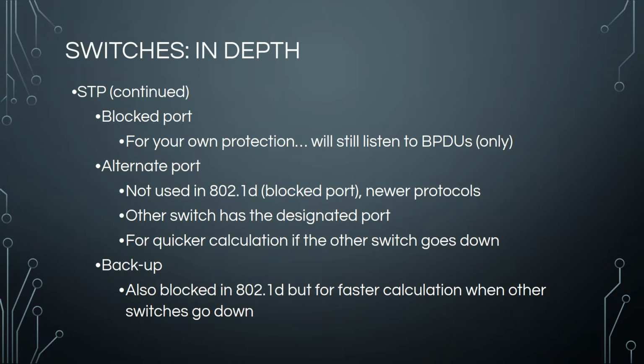What they're going to actually do is they will still listen for BPDUs, bridge protocol data units. So there you go. We have an alternate port, which I showed you, not using 802.1D. That's just a blocked port, so that's part of the older protocol. It didn't designate other ports to say, hey, this is an alternate port. This is a different way to get to the root bridge, right? It only works in newer bridge protocols.